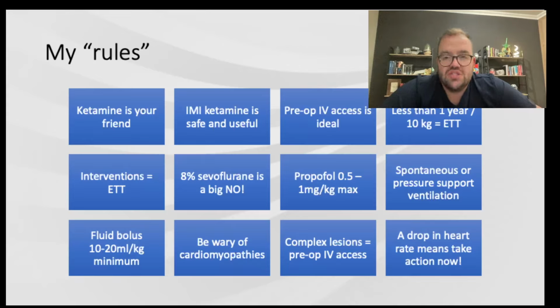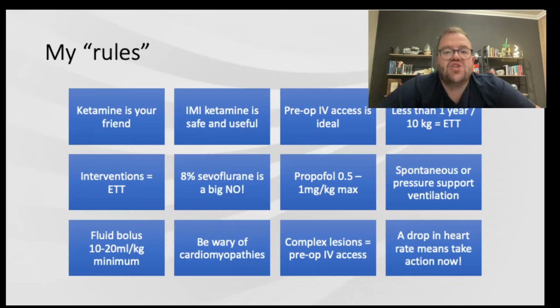Obviously, I've done lots of these. So as I said, LMA for diagnostics, ET tubes for interventions, or if you're worried. 8% sevoflurane is a definite no. Propofol, I give 0.5 to 1 milligram per kilogram maximum. And I say to my registrars, my trainees, and my colleagues who are less experienced, propofol is a no then. Just use etomidate and ketamine. Don't risk dropping the SVR with propofol.